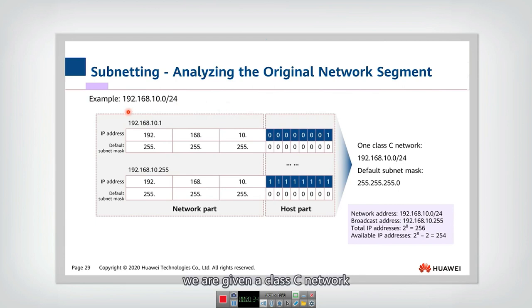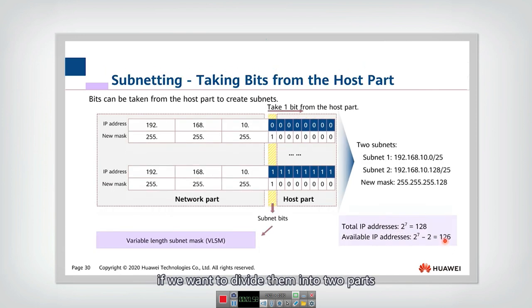We are given a class C network, for example, this network. This is the original network segment, and it has 8 host bits and a 24-bit network part. So the network address is like this, and the total number of IP addresses will be 254. If we want to divide them into two parts, then you can take one more bit to put into the network part, and you have one less bit for the host part, so that we have 7 bits for the host part and 25 bits for the network part.